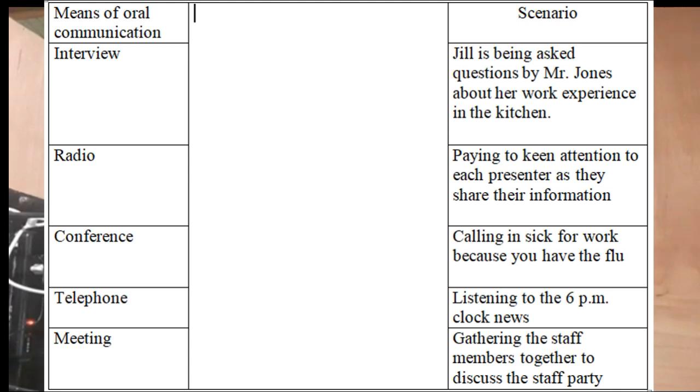Calling in sick for work because you have the flu. That's another scenario. The next scenario: listening to the 6 p.m. news. And the last scenario: gathering the staff members together to discuss the staff party.